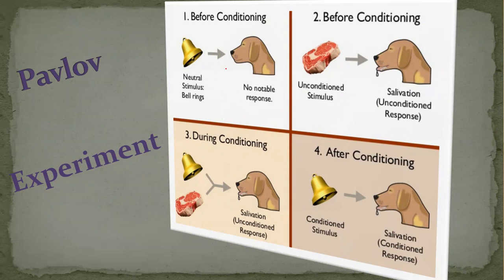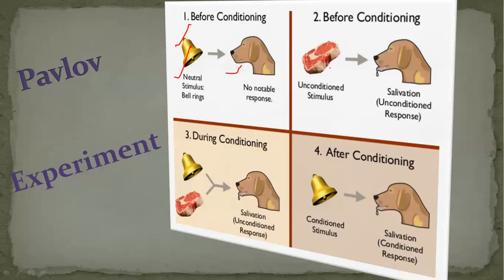In this experiment, he first gave the ringing of the bell, which is a neutral stimulus, and the dog doesn't salivate. There is no notable response, meaning the dog didn't salivate. These are not yet the conditions. So what are the conditions? Both given together.